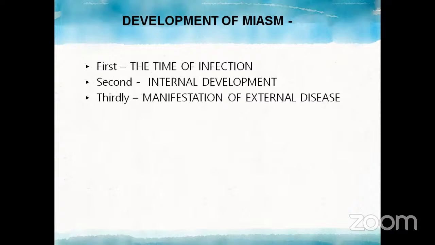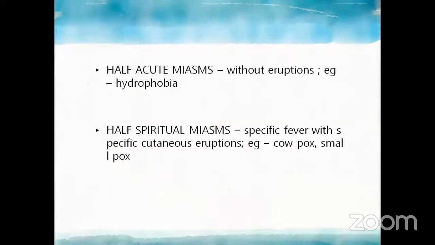The second is a phase of internal development. Like any other disease with a contagious particle getting inside our body, it has an incubation period and then it manifests. Likewise, the second stage is the incubation period, where it has an internal development. And thirdly, it manifests in the form of an external disease.